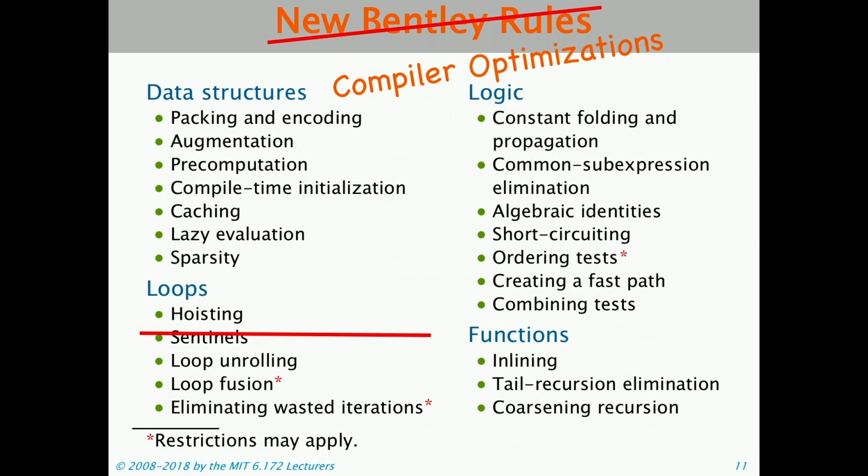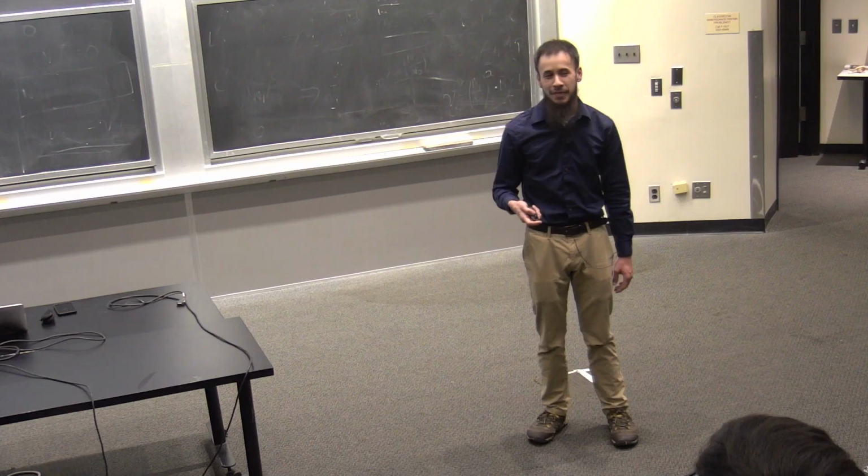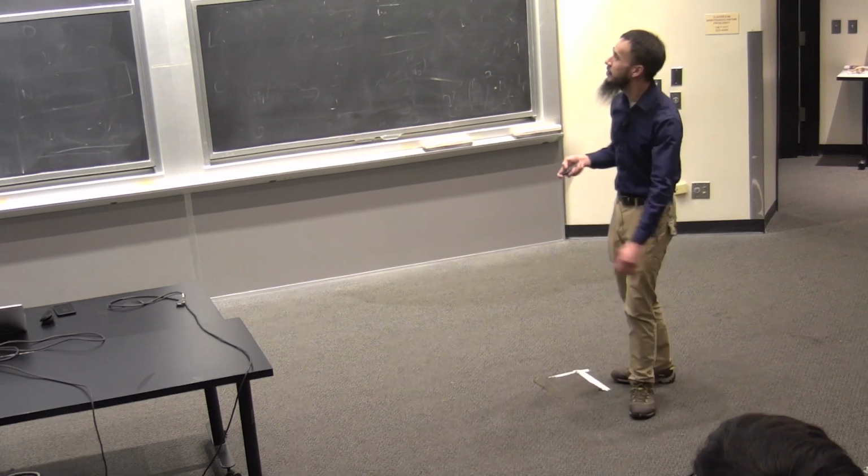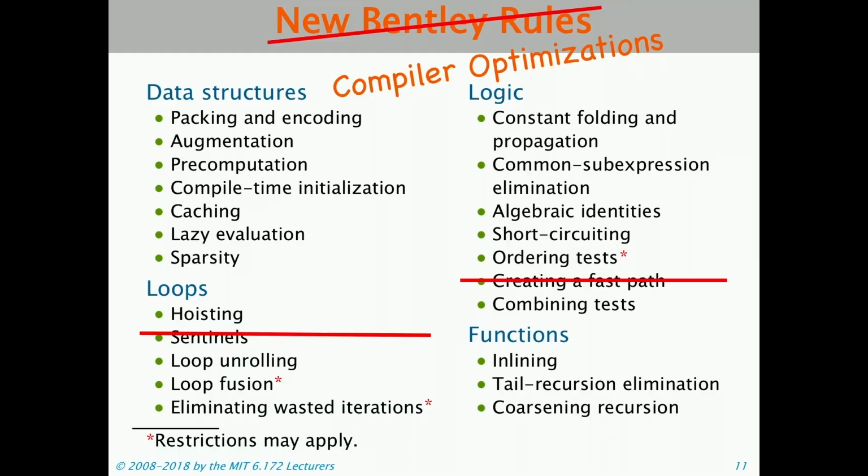Creating a fast path. Compilers aren't that smart about fast paths. They come up with really boring fast paths. I'm going to take that off the list. Combining tests, again, it kind of depends on the tests. Functions, compilers are pretty good at functions. So inlining, yep, you can absolutely do that. Tail recursion elimination, yes, absolutely. Coarsening, not so much. OK, great.